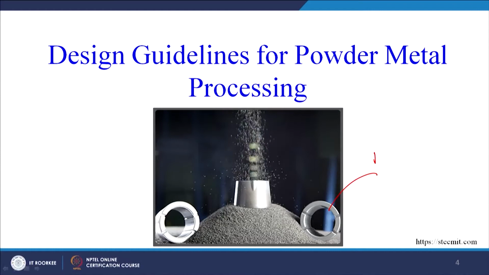Now, what are the design guidelines for powder metal processing parts? We have seen that there are parts. Now, suppose this is one powder metal part. What are the design guidelines for this? What are the shape requirements? What are the limitations? What are the criteria when we are going to design a part? What are the important geometrical guidelines that we must keep in mind when the part has to be made using the metallic powders? That is the target of our course.